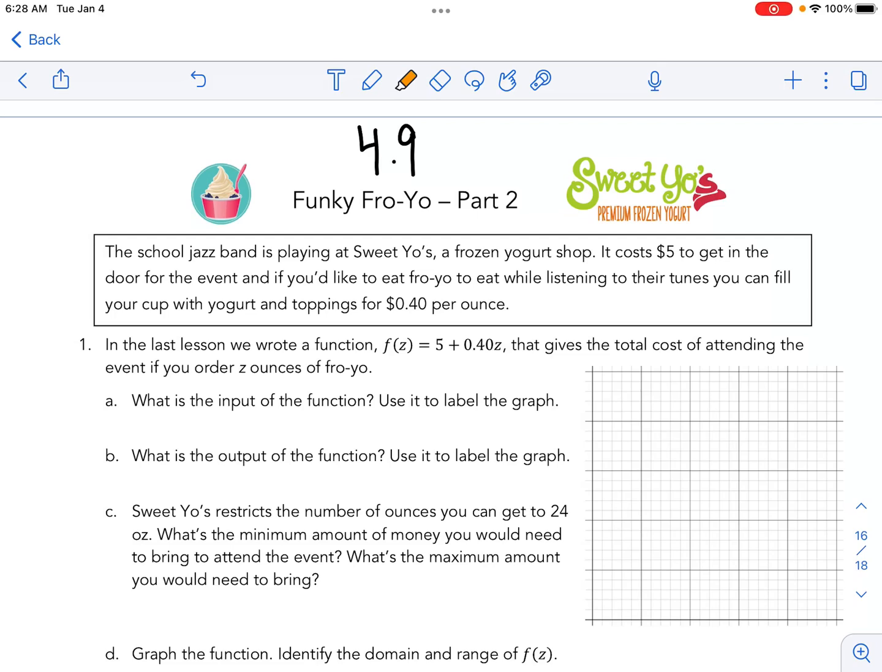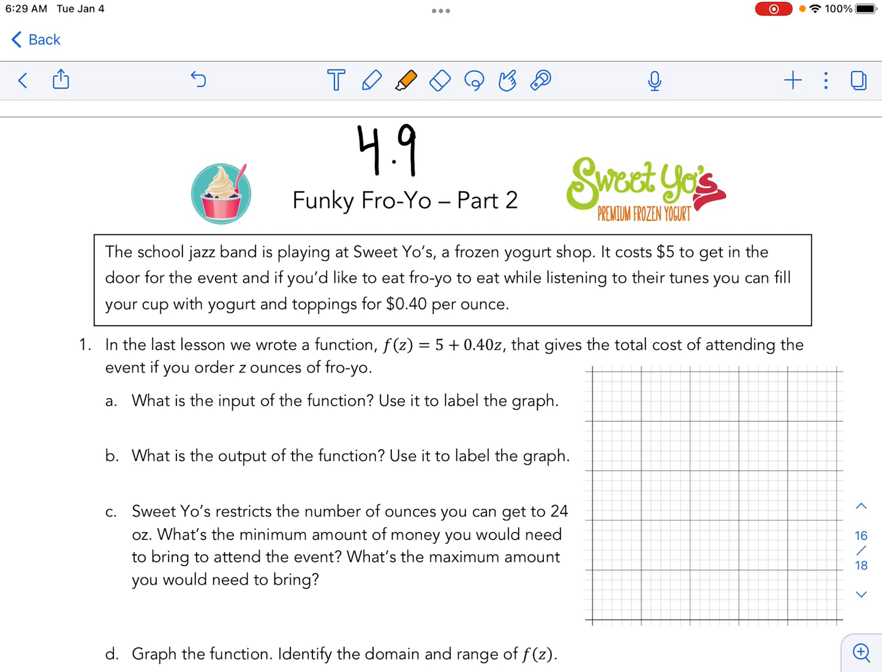These are the notes for section 4.9. And in 4.8, we had the contextual situation of having a frozen yogurt stand, so we're going to continue that into today. And we were talking about inverses, and we're going to also continue that into today.